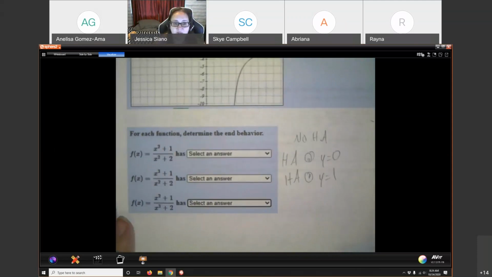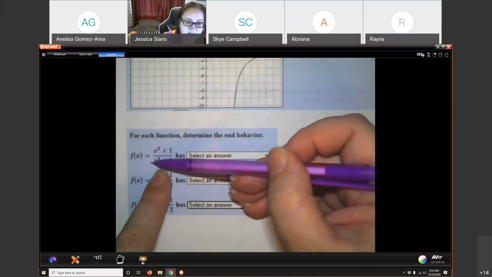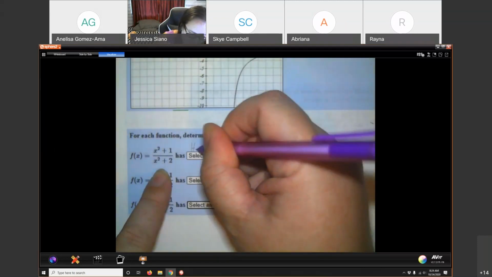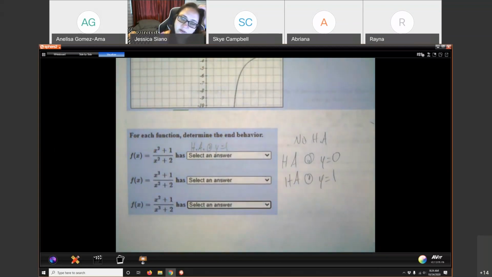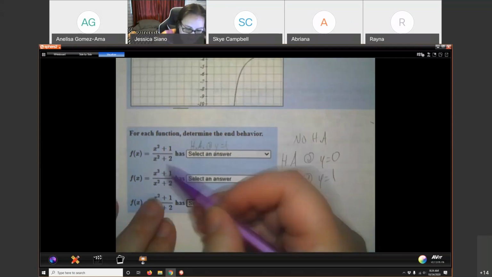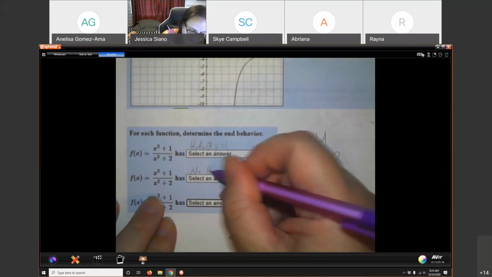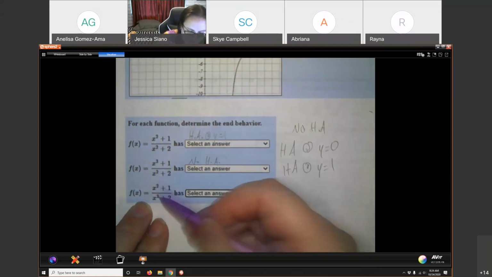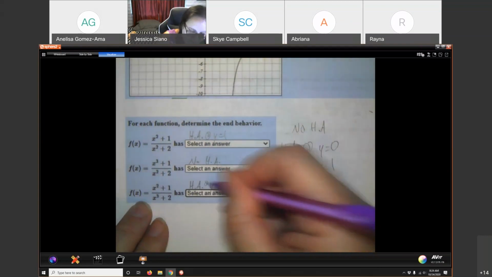Okay, so we just said if the degree is the same top and bottom, you use the leading coefficients. So this would be 1 over 1, so this would be my horizontal asymptote at y equals 1. We just said that if you have a bigger degree on the top, you have no horizontal asymptote. And then if you have a bigger degree on the bottom, your horizontal asymptote is at y equals 0.